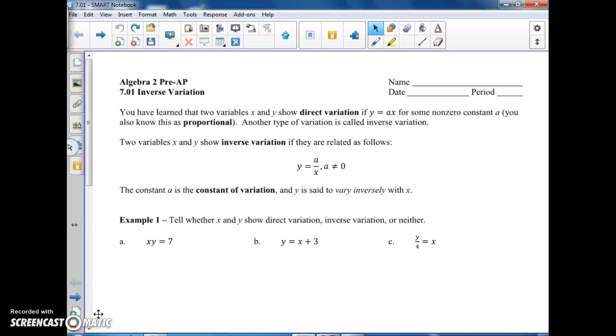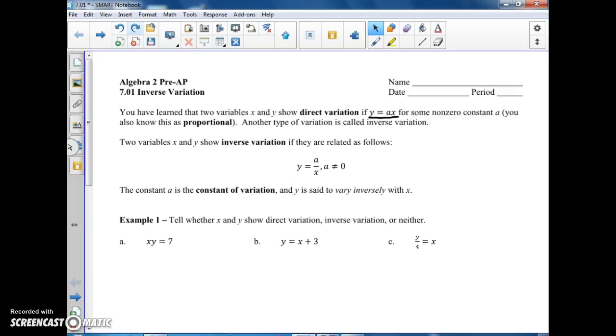Okay, you would learn that two variables, x and y, show direct variation if y equals a times x. That's going to be important to understand. That's something you already know, for some non-zero constant a. In other words, a can be any number except for the number 0, right? You also know this as proportional.